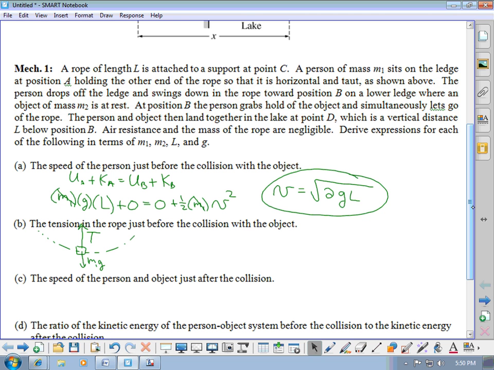Again, when you have something that's moving in a circle, there needs to be a net force towards the center of the circle. So the net force towards the center of the circle is going to be the tension minus the weight. Towards the center of the circle we make positive, and away from the center of the circle, which is the weight, has to be negative. And the net force is the mass times the acceleration. But for something moving in a circle, the acceleration is the speed squared divided by the radius. So this is m1 times the speed squared, and the radius here is the length of the rope L.